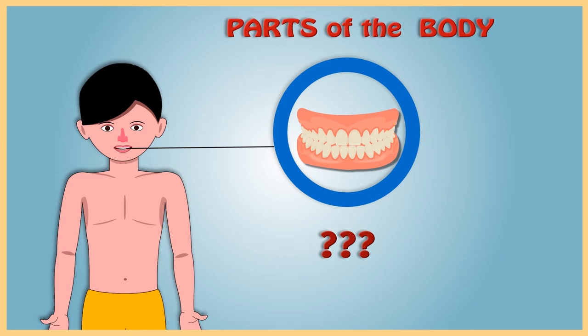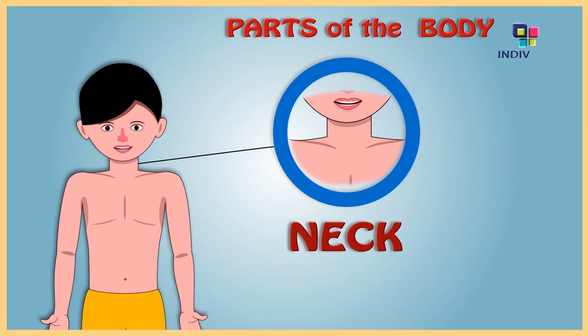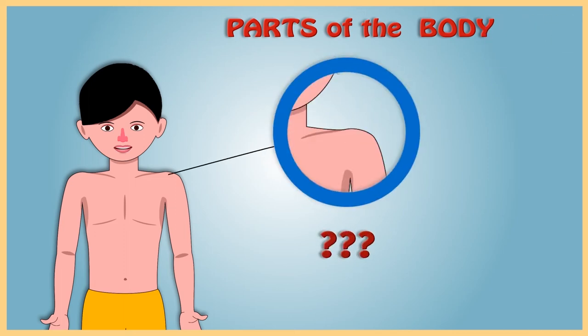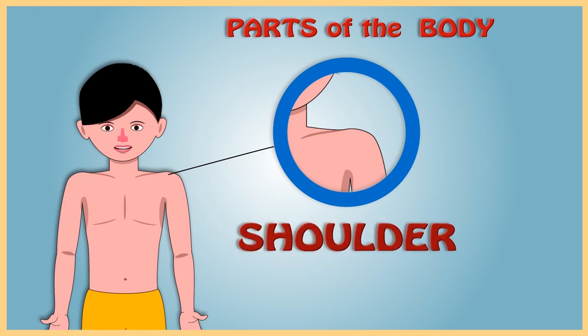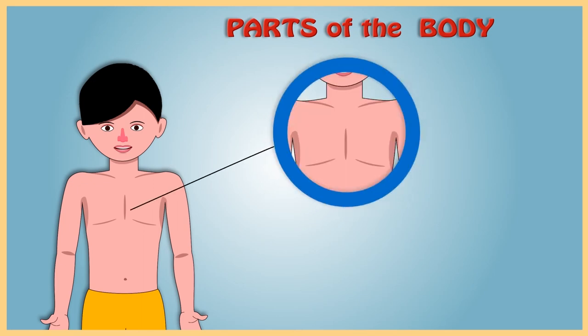What body part is that? Those are teeth. Teeth. What body part is that? That is a neck. Neck. What body part is that? That is a shoulder. Shoulder. What body part is that? That is a chest. Chest.